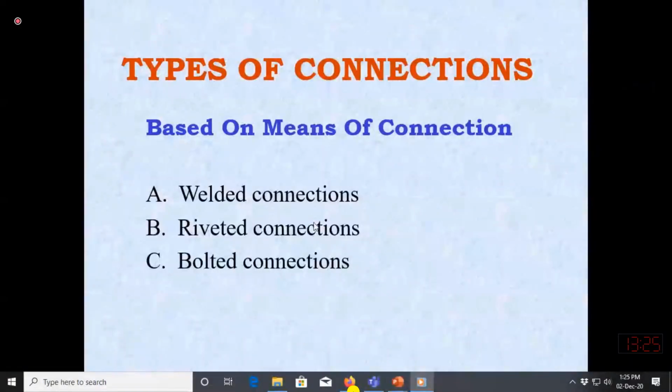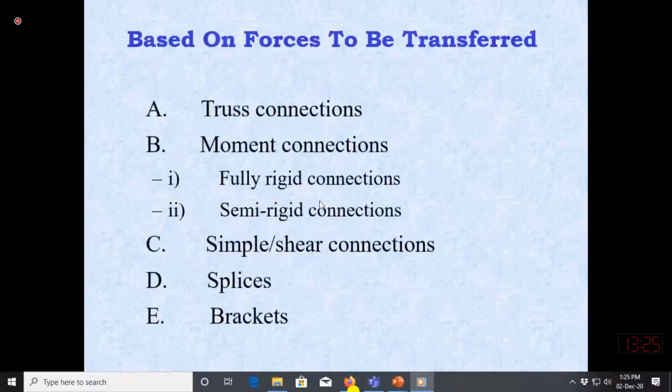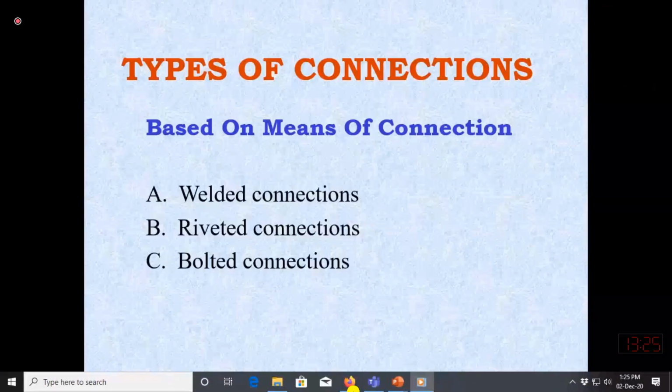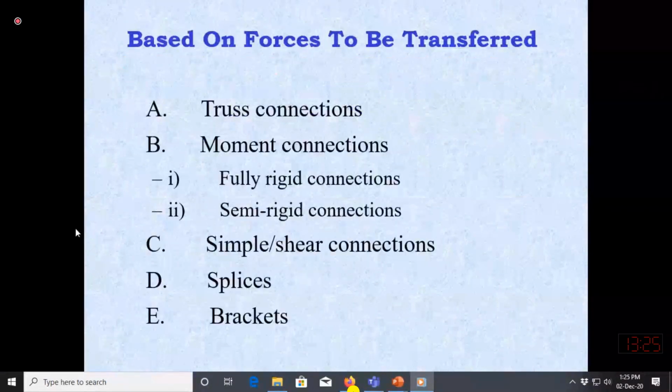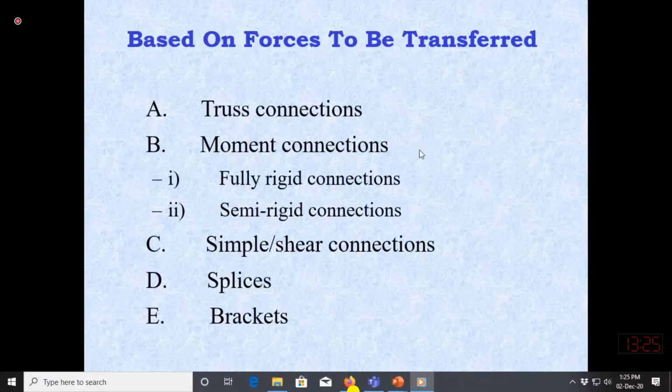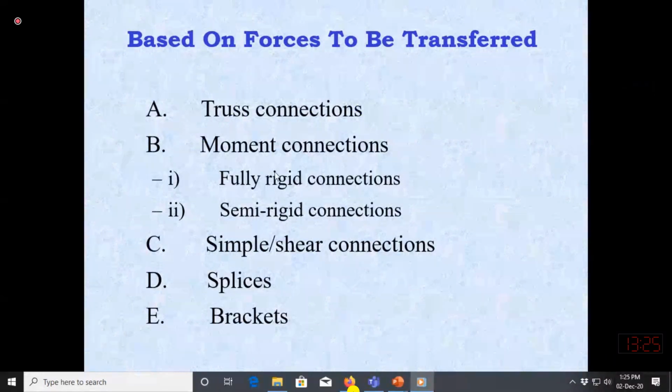So we are having mainly these three types of connection, based upon the forces which are being transferred. First of all, we are having truss connection. In the truss, actually, this connection will be a pin-ended connection. We can simply say these are pin connections.